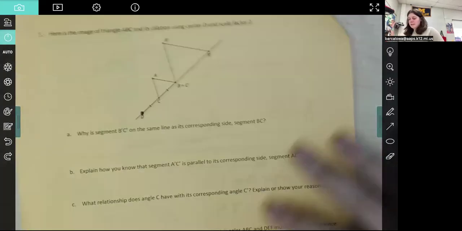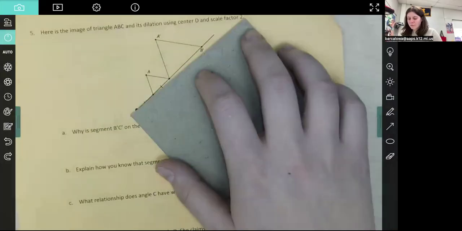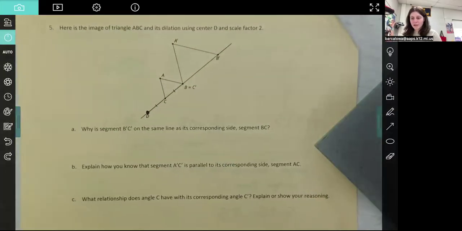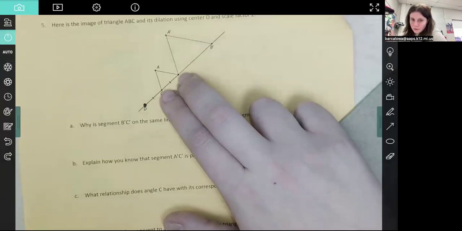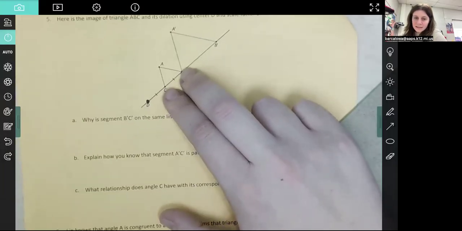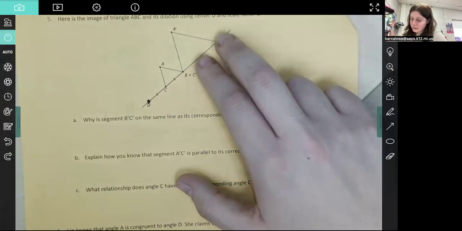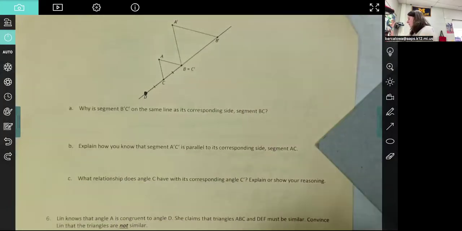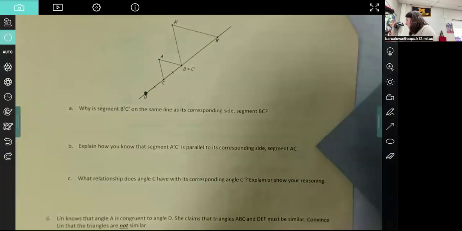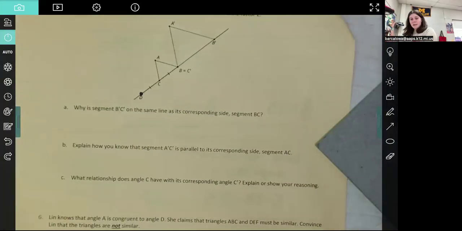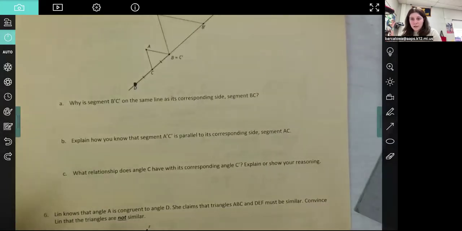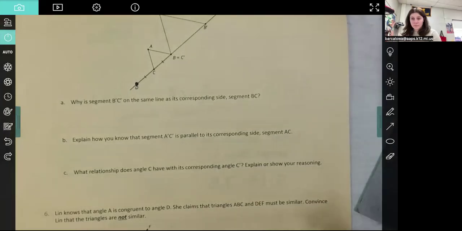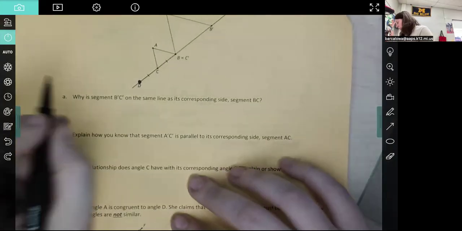Okay, so why is this on the same line? Well, because they were already on the same line to begin with, right? If these two were already on the same line and I dilate, C prime is not going to magically end up over here, right? So the word that we might use is collinear, which just means on the same line. Co like collaborate, linear like line. Okay, same line together.